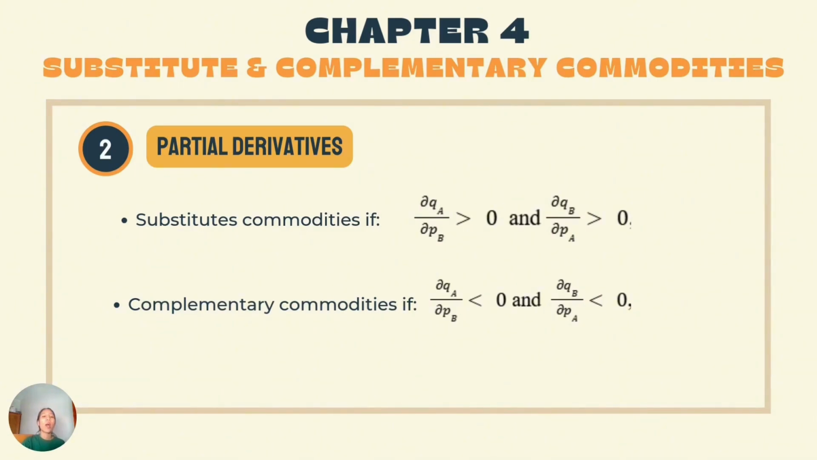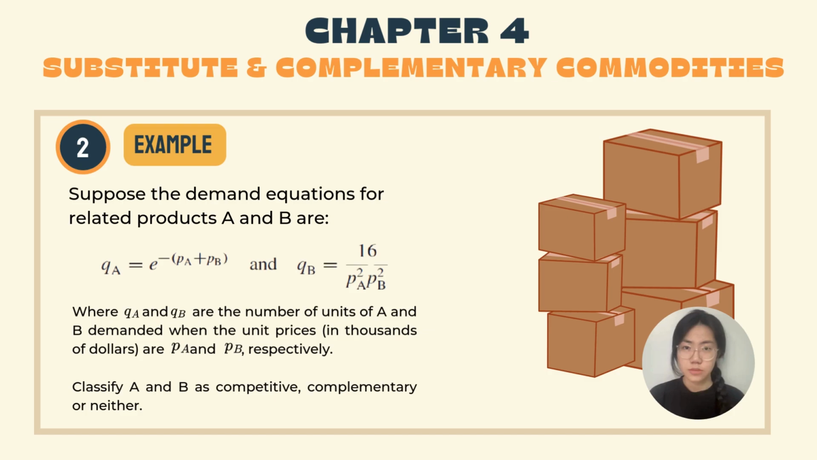Okay. For complementary commodities, if the marginal demand of product A with respect to the price B is less than zero, and the marginal demand of product B with respect to the price A is less than zero too, then we can conclude these two products are complementary. Let's break down some examples for further understanding how to identify substitute and complementary commodities.